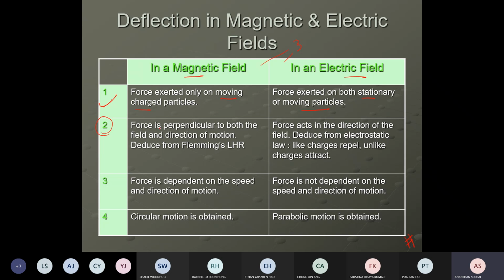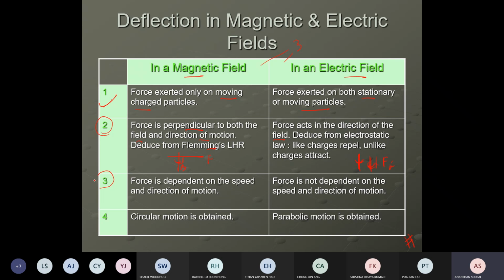Second difference, the force is perpendicular to both the field and the direction of motion. Fleming's left-hand rule, right? The magnetic force is always perpendicular to the direction of motion and the field. If the magnetic field is downwards, the force is always 90 degrees to the field. But in an electric field, the force is in the direction of the field. If the electric field is downwards, the electric force will be downwards, right?